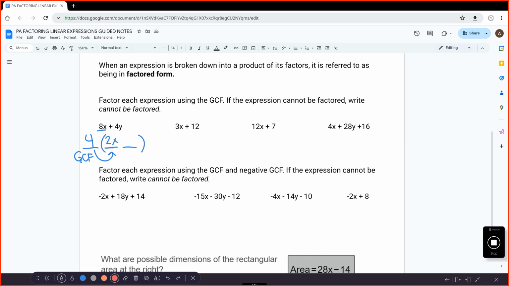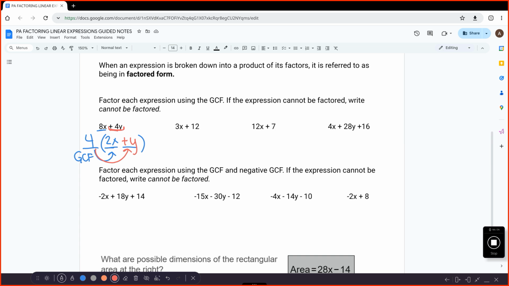Let's look at how to find our next term. We have 4 times what number will get us positive 4y, right? We look at it as a term, positive 4y. So 4 times what number gets you 4y? 4 times a positive 1y will get you positive 4y.